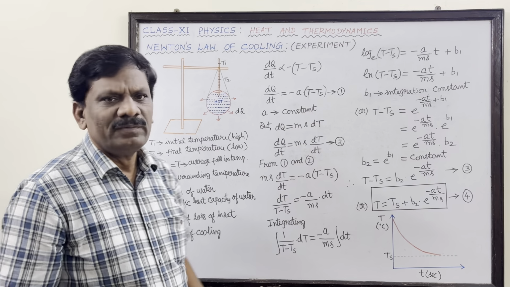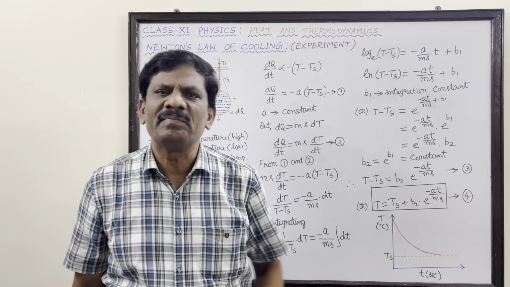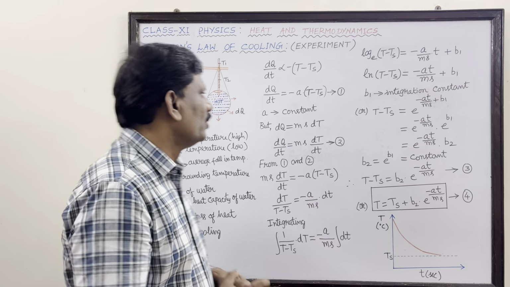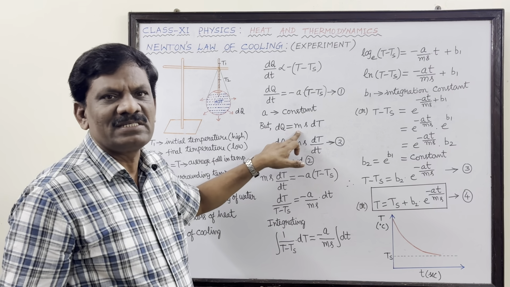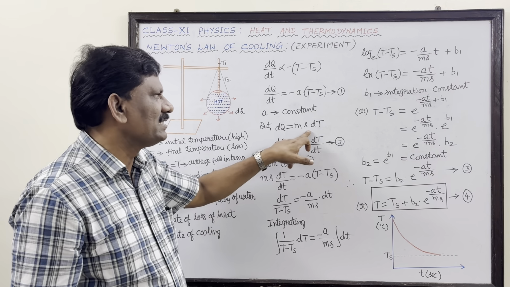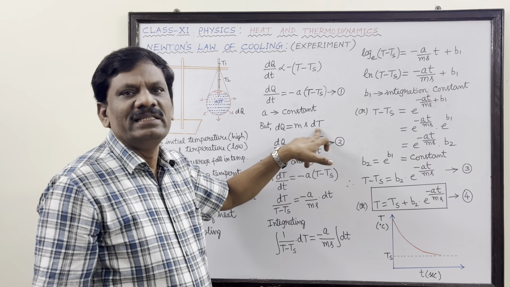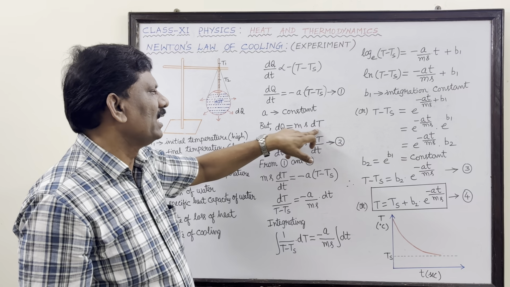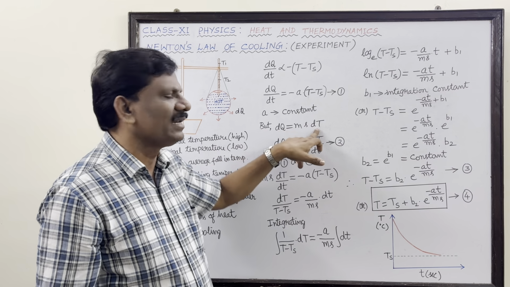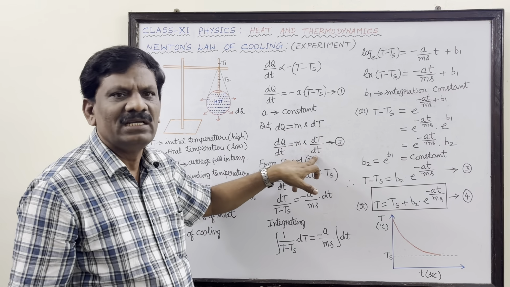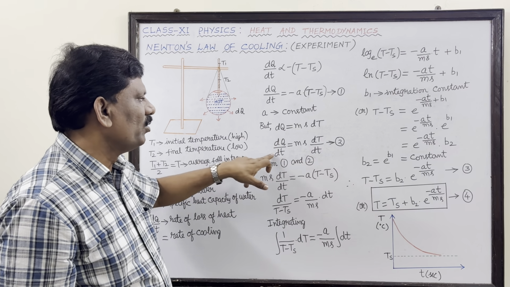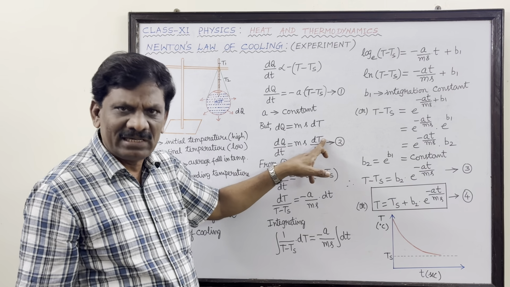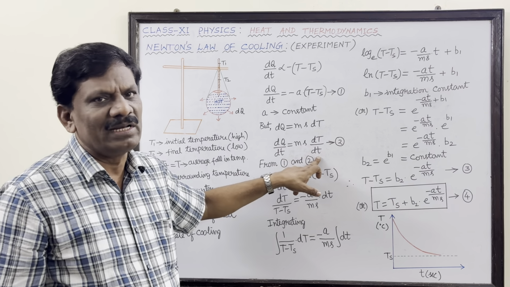Now we have also studied thermal capacity of a substance. Is it not? For the thermal capacity of the substance, dq is equal to the mass of the substance into its specific heat capacity into dT, the difference in temperature. Is it not? So from this equation I am going to divide the left hand side and right hand side by the same time dt, so that the left hand side will become dq by dt, and the right side will become m into s into dT divided by dt.